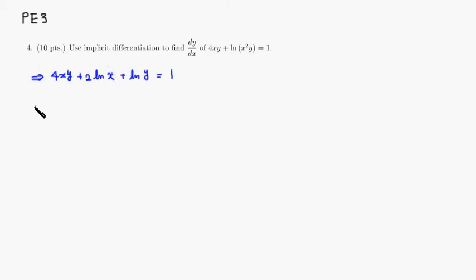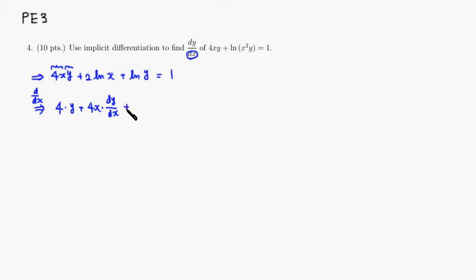Now we can take the derivative. Since we're looking for dy over dx, we need to take the derivative with respect to x. Let's take the derivative of 4xy. I'm going to take 4x as the first and y as the second. The derivative of the first is 4 times the second, y, plus the first, 4x, times the derivative of the second, which is dy over dx.